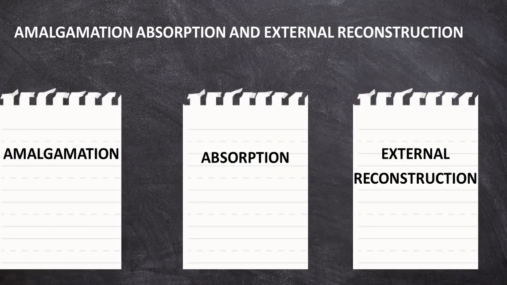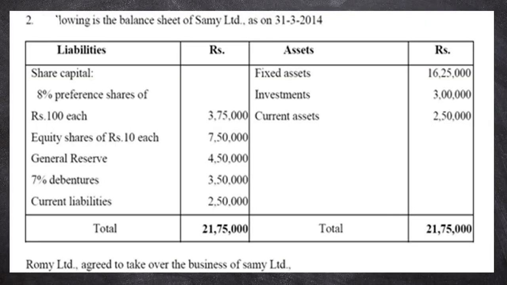So now we are going to calculate purchase consideration under the net asset method. Here is one problem given. Following is the balance sheet of SAMI Limited as on 31/3/2014, and the liabilities and assets are given. In this problem we are going to calculate the purchase consideration under net asset method.